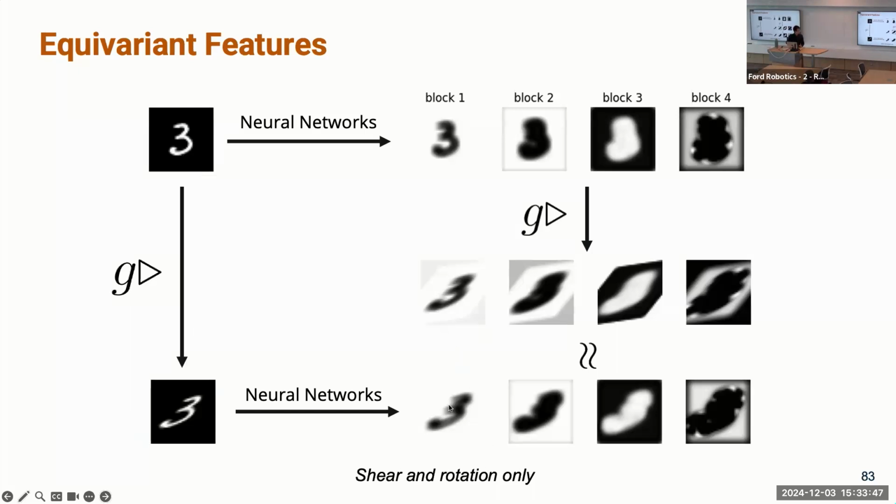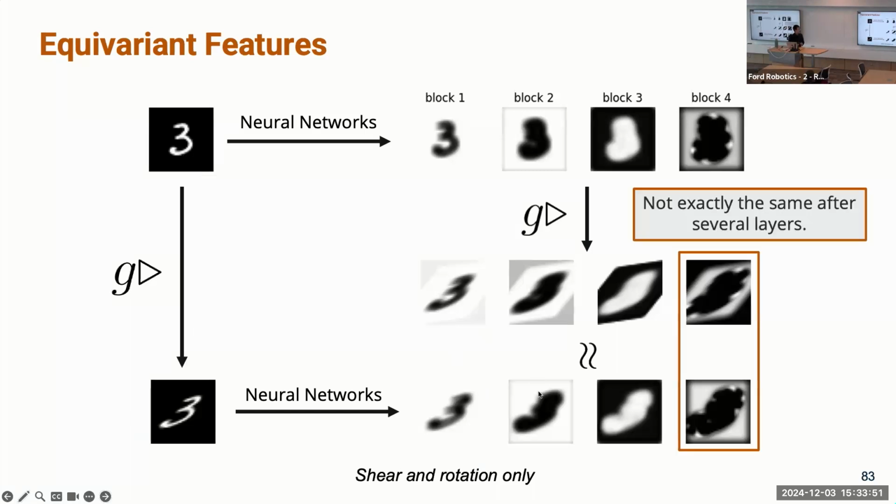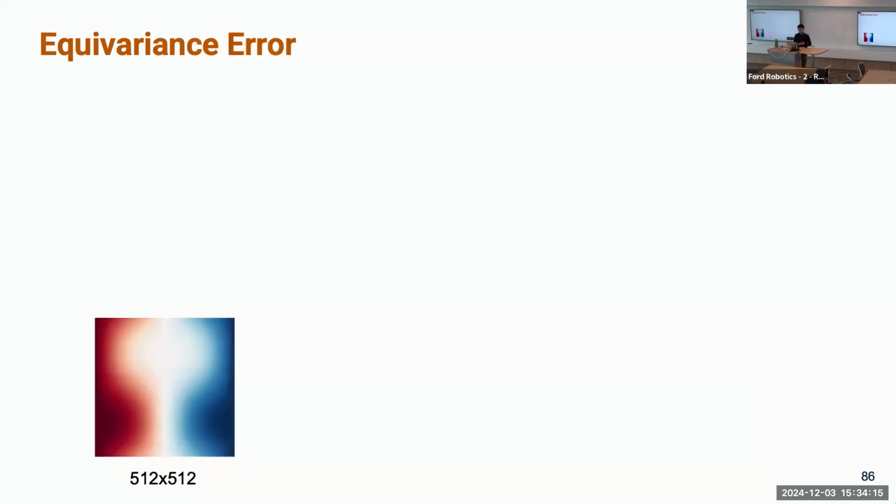In the first few layers, you can see qualitatively they look similar. But in the last one, they are not exactly the same, and we are curious about why. Our assumption is that because the input image is too small, 40 by 40, when we are doing this transformation, there will be some artifacts arising from the bilinear interpolation of the image. So to test this, we compute the equivariance error quantitatively with respect to different image resolutions.